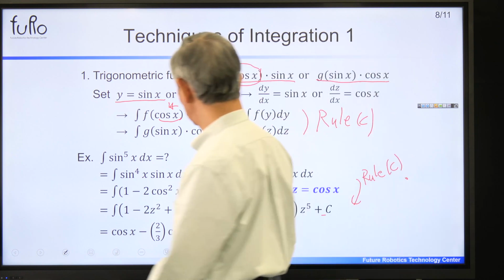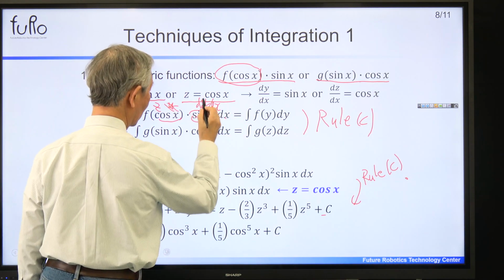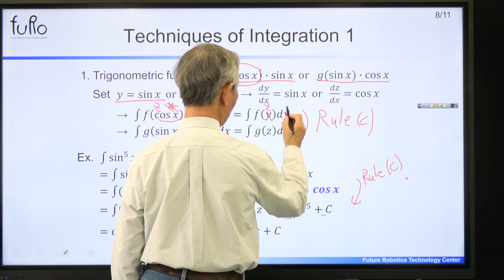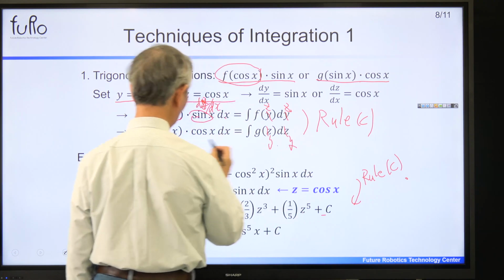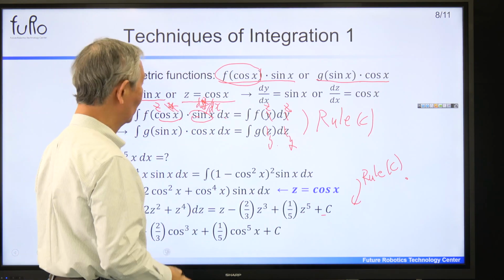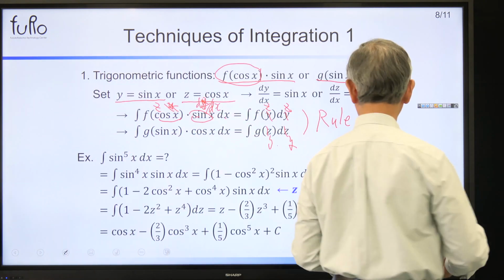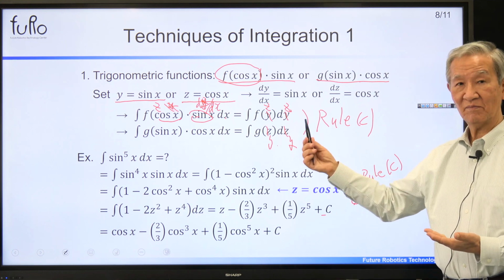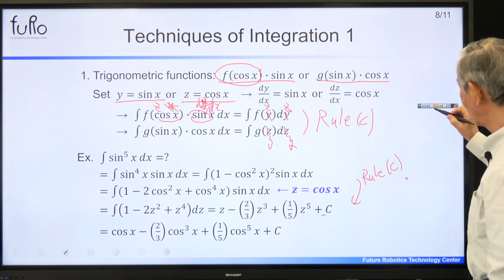Well, I guess I made a mistake here. This is not y, this is z, and this is z. So actually, this is z here. And this is y, and this is y. Right? Cosine x is z. Aha! So, on your note, please make this correction here. Okay.